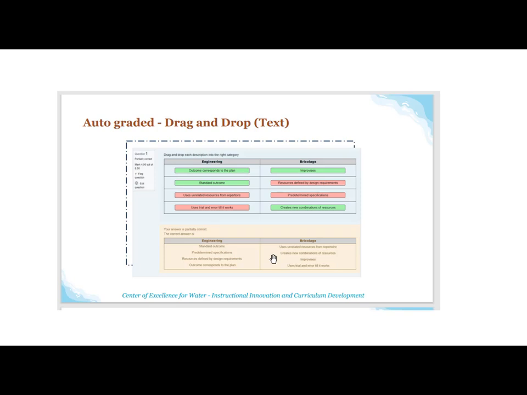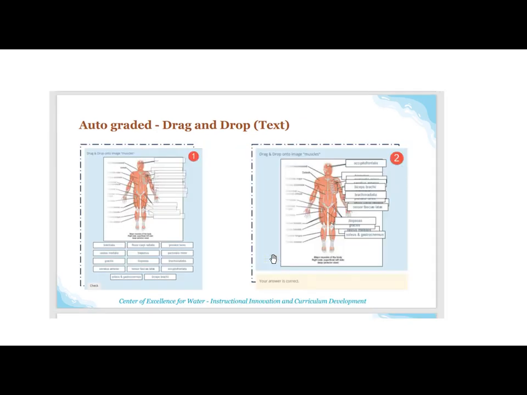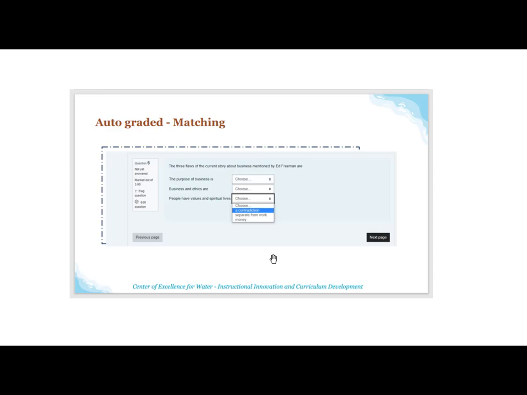Green means correct and red means incorrect, and the correct answer is shown below, as you can see. Here is another auto-graded drag and drop text for a map showing the different parts of Australia. This is an auto-graded drag and drop text for medical students showing the names of human muscles. It's a bit complicated, but you got the idea.